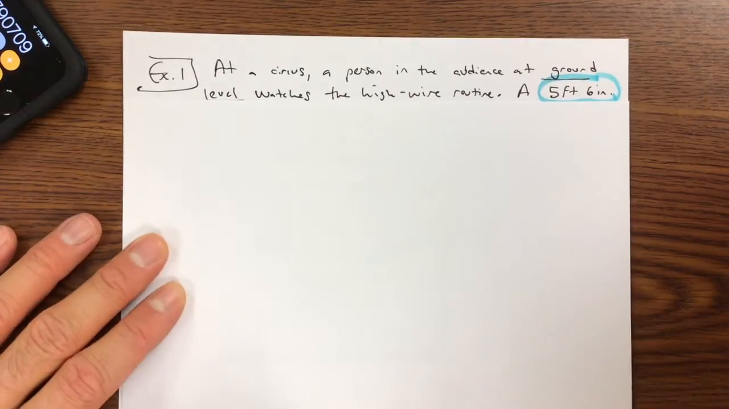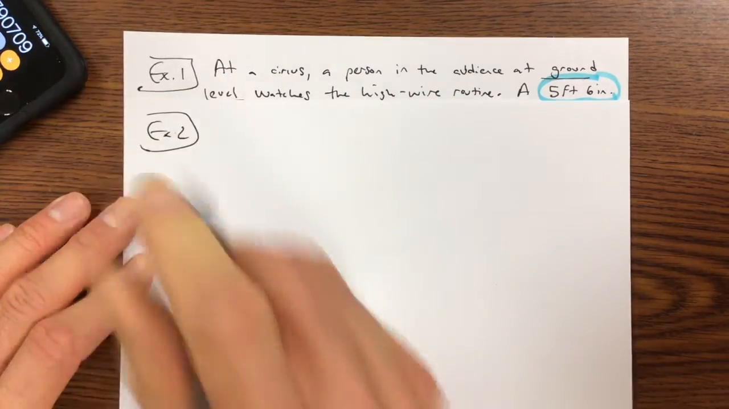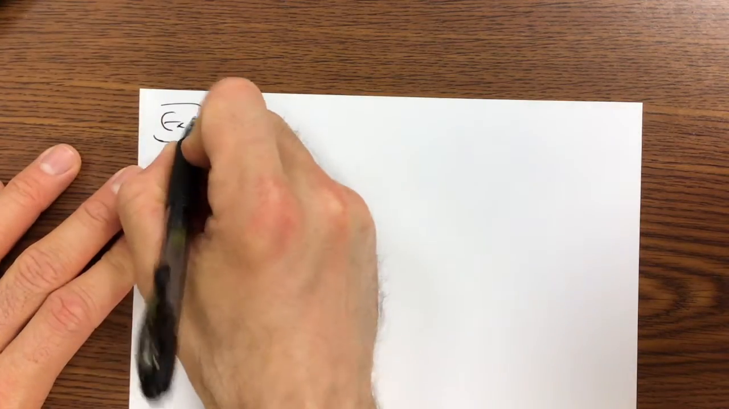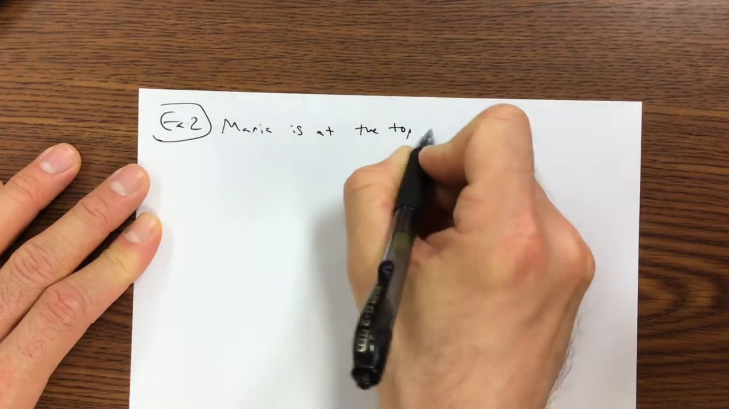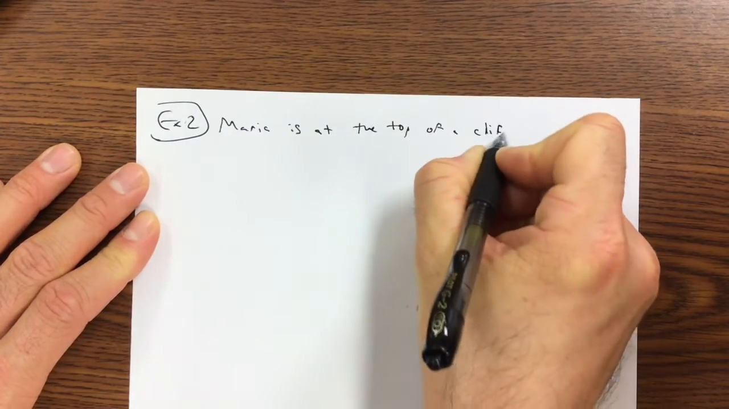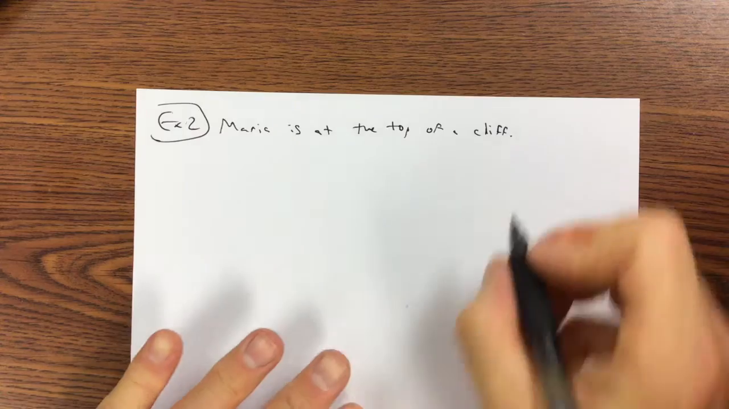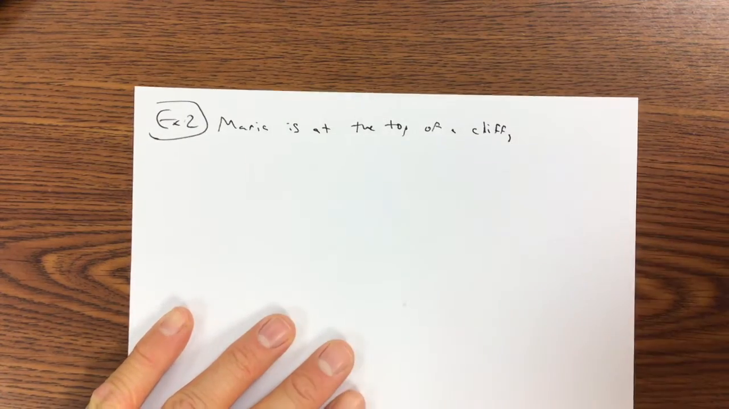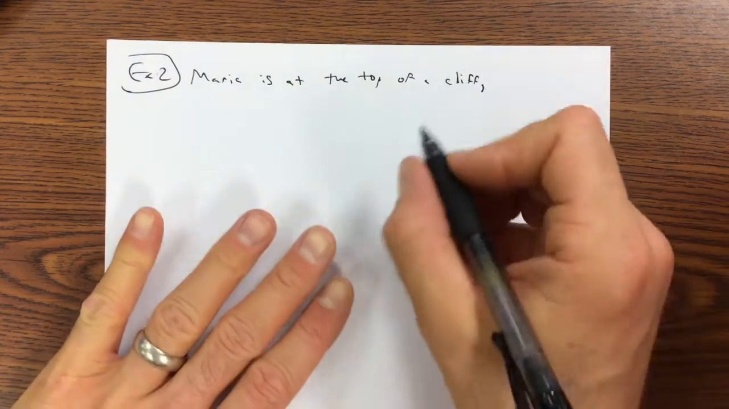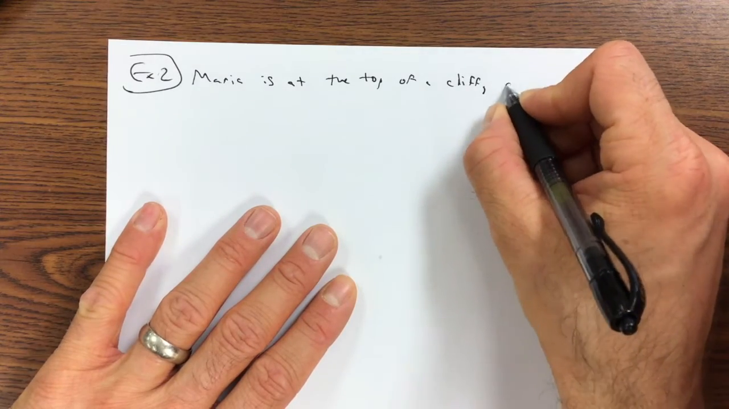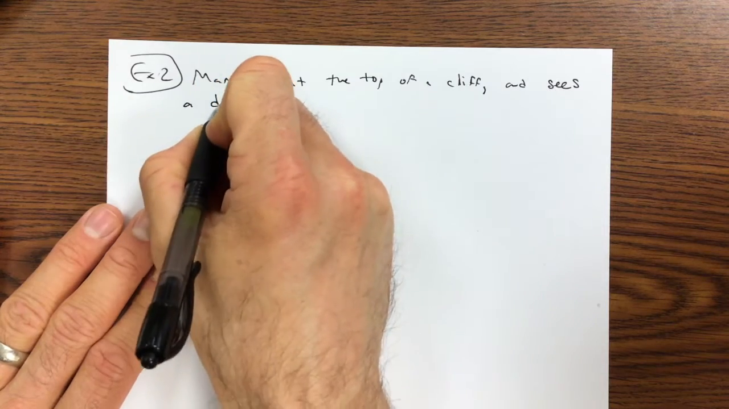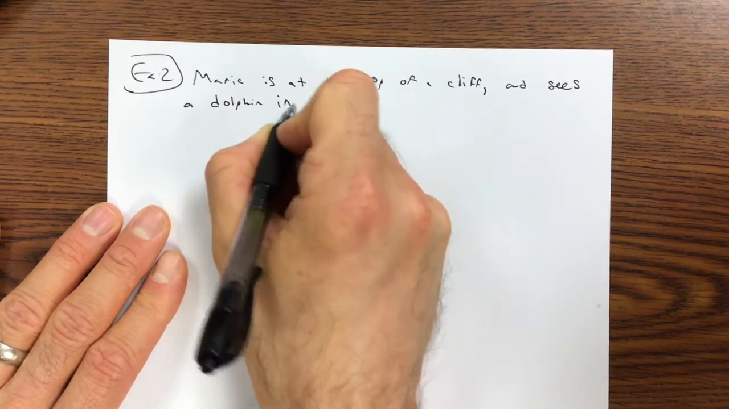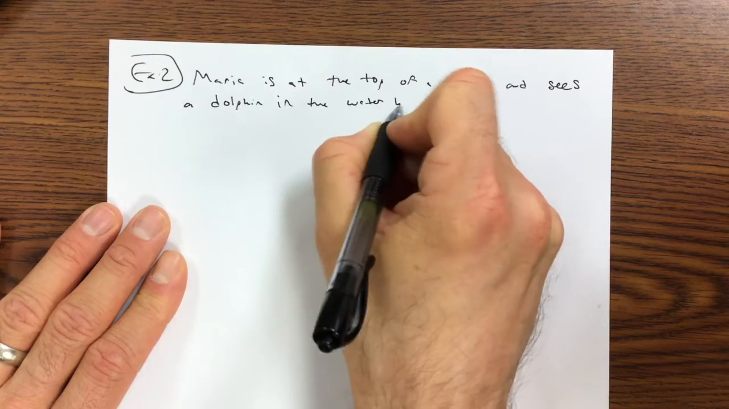Here's example 2. Let me center this. Example 2. Let's do an angle of depression, then we're gonna call it a day. Maria is at the top of a cliff. Actually, let's turn that into a comma, I think. Yeah, we'll do that. Maria's at the top of a cliff and sees a dolphin in the water below.